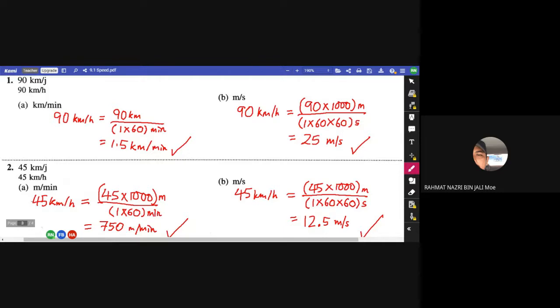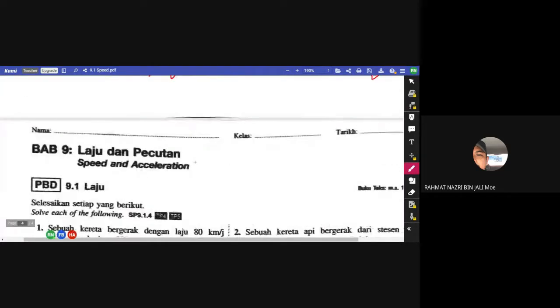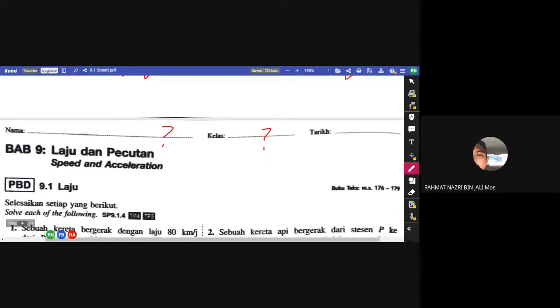Okay, so let me continue. Page 84. Hopefully the rest you can check with your WhatsApp group or your friend for page 83. Let me lower down your hand, and then we continue. Page 84. Okay, write down your name, class, and then the date for today, 2nd August 2021.